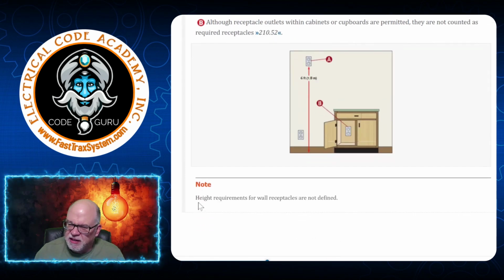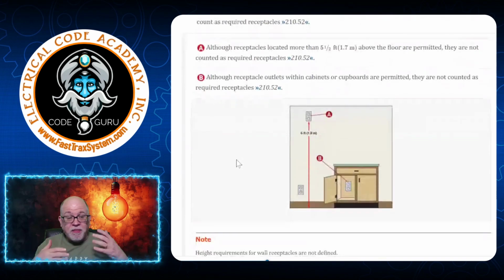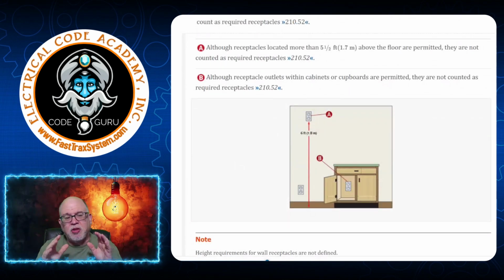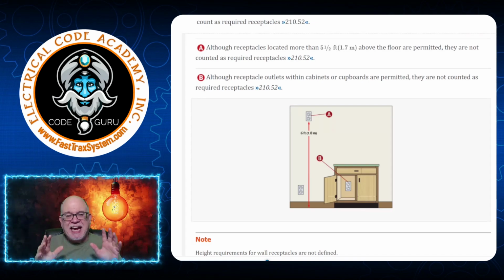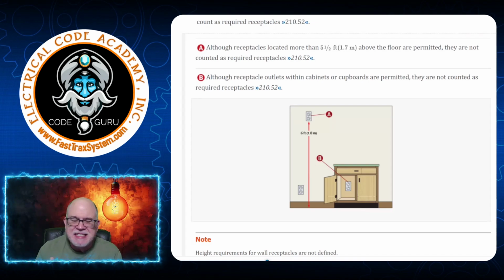There is a note here. It says height requirements for wall receptacles are not defined. Now, what we mean by that is they don't tell you in the code that they've got to be below a certain distance. The only thing we tell you is that they don't count for the wall spacing if they're higher than 5.5 feet. But we obviously will let you put them down low. We will let you put them in the floor. We'll let you put them up in the ceiling. It's whether or not they count for the wall spacing where you're going to have the height requirements. But as far as where you want to put them, the NEC doesn't care.